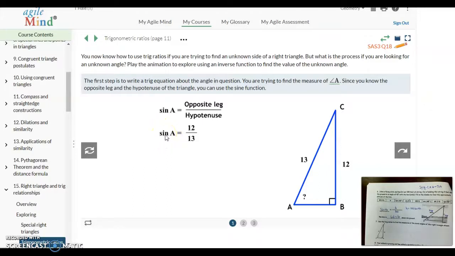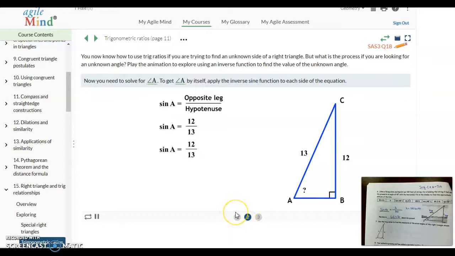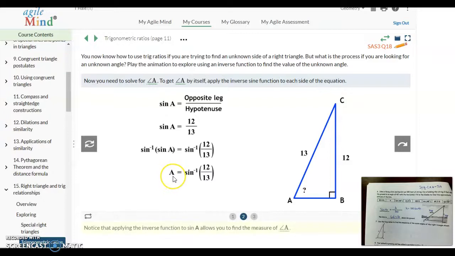So we need to undo that operation. And so remember, to undo operations, we use inverse operations. If we want to undo addition, we use subtraction. If we want to undo square roots, we square. So we have to have an inverse operation for sine as well. And we do. It is the inverse sine. So we're going to take the inverse sine of both sides. Inverse sine cancels out sine, leaving us with the measure of angle A.